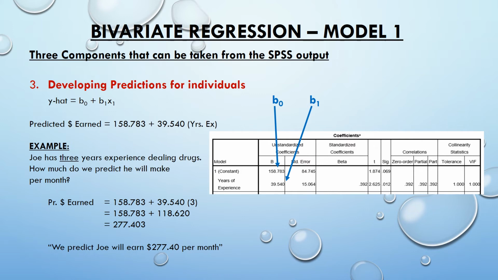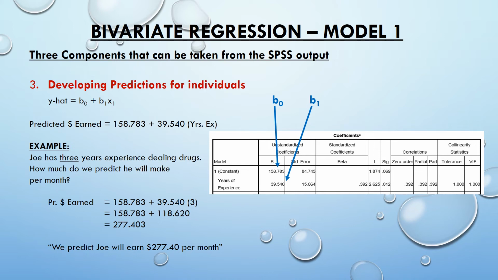So let's look at our example. Let's say that Joe comes across and he has 3 years experience dealing drugs. So how many years of experience does he have? He has 3. So we're going to enter that into the model. So how much do we predict he will make per month?